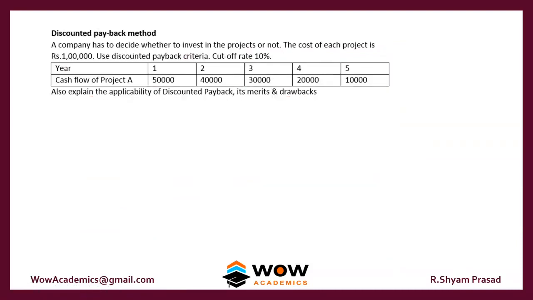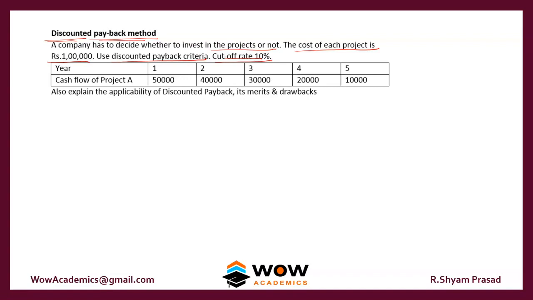So we have a next problem. It's called the discounted payback method. Okay. So it is a usual payback sum, but here we have a discounted element to be added. So we'll see how this method works. The company has to decide whether to invest in projects or not. The cost of each project is 1 lakh. Use discounted payback criteria. The cutoff rate is 10%. So these are the cash flows.